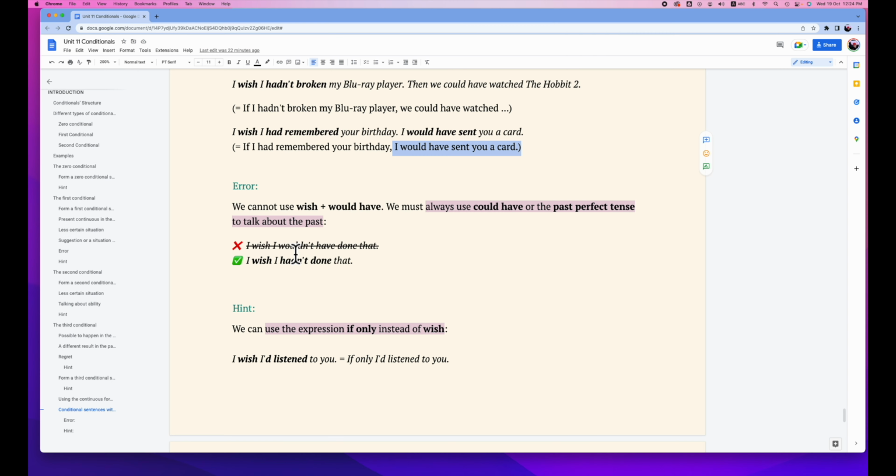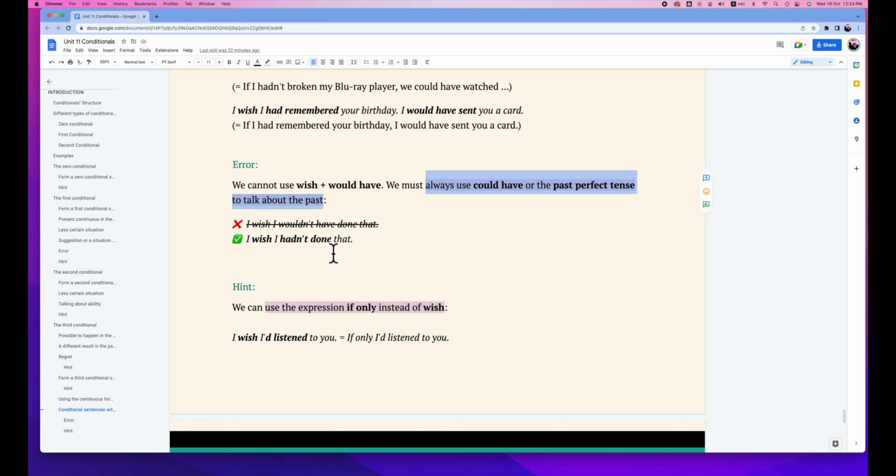There are some common errors that people make, especially using the modal verb would have. Take a look at how to avoid these common errors. We cannot use wish plus would have. We must always use could have or the past perfect tense to talk about the past. Example: I wish I hadn't done that. Never say, I wish I wouldn't have done that.